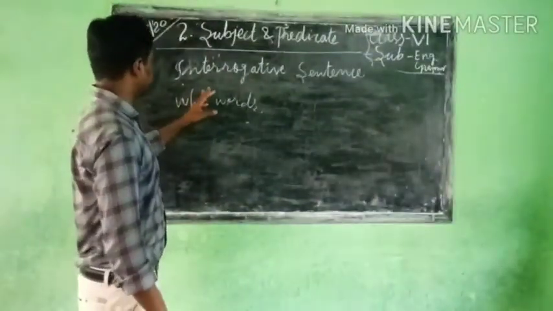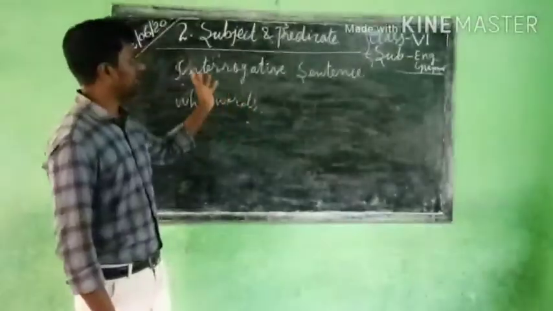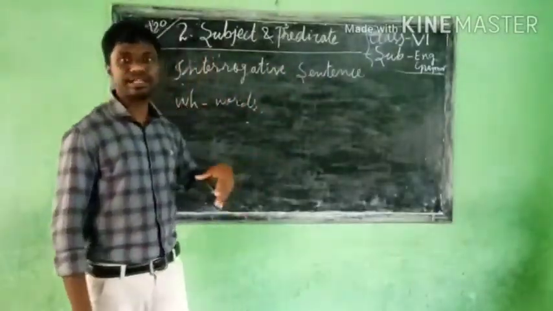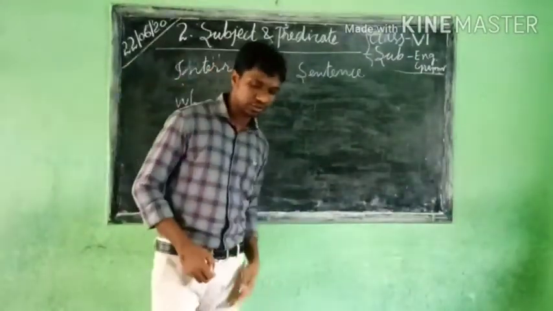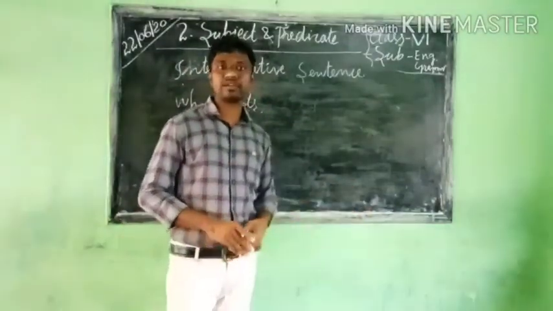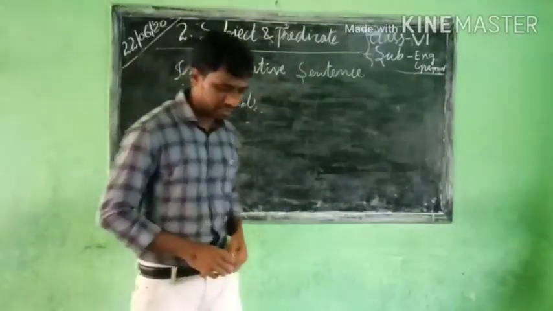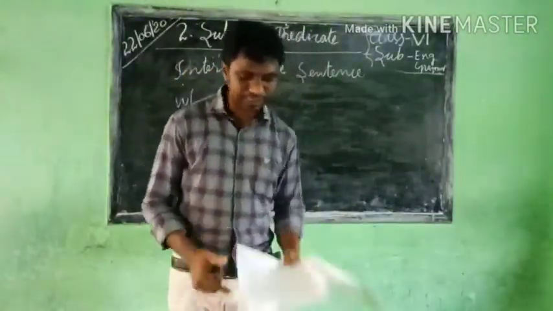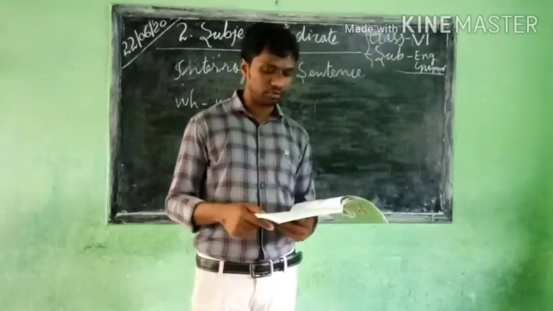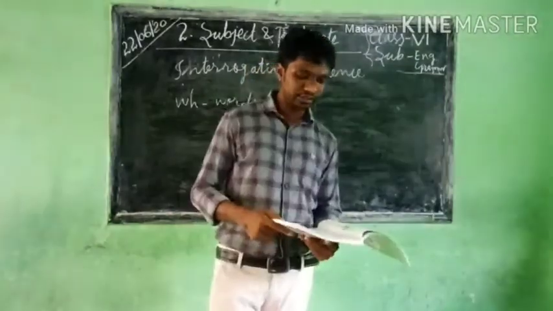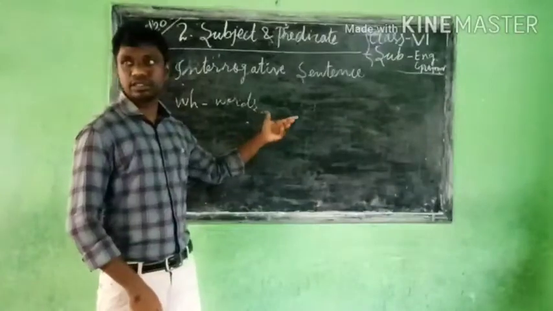That is called a WH word. We use it for making an interrogative sentence, for asking questions. For example, how was the day? What was your breakfast? So that is called an interrogative sentence. In an interrogative sentence, the subject follows the auxiliary verb. So this is an interrogative sentence with WH words.